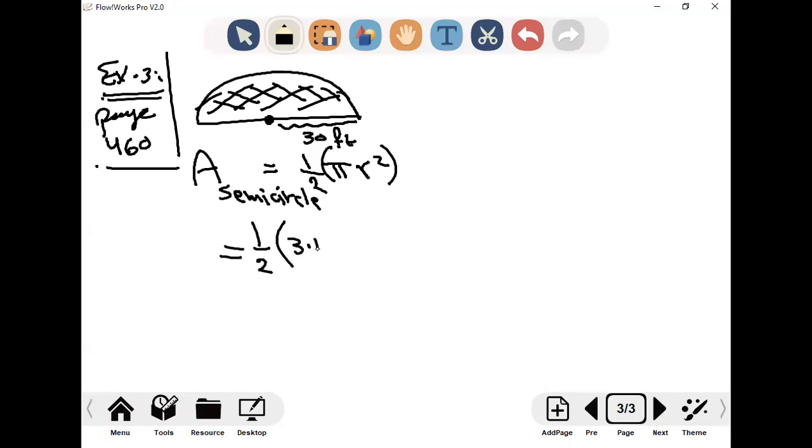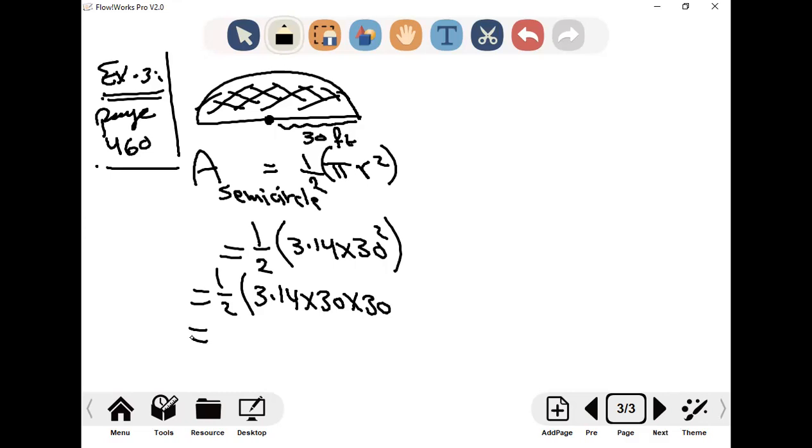Half multiplied by pi 3.14 multiplied by the radius to the power of 2, so 3.14 multiplied by 30 multiplied by 30. The half is the same as 0.5, or you can multiply these three numbers and take the answer and divide it by 2. It's the same, you are free. Or you can replace 1 over 2 by 0.5. It's your choice, okay? So I will multiply then divide by 2 to know the half of the circle.